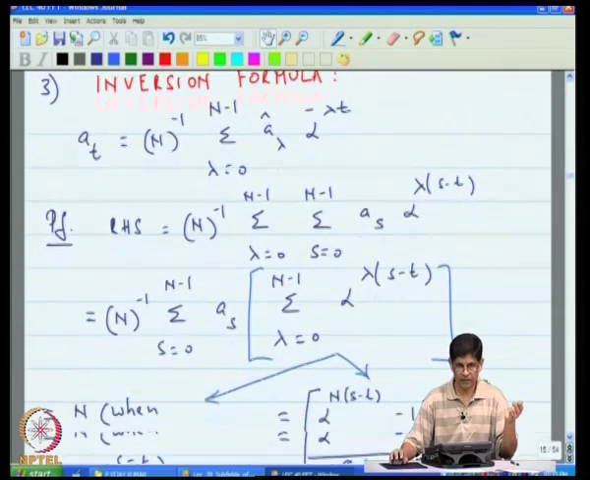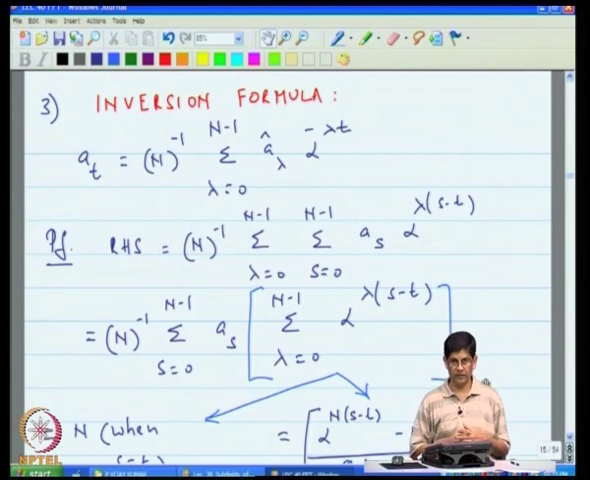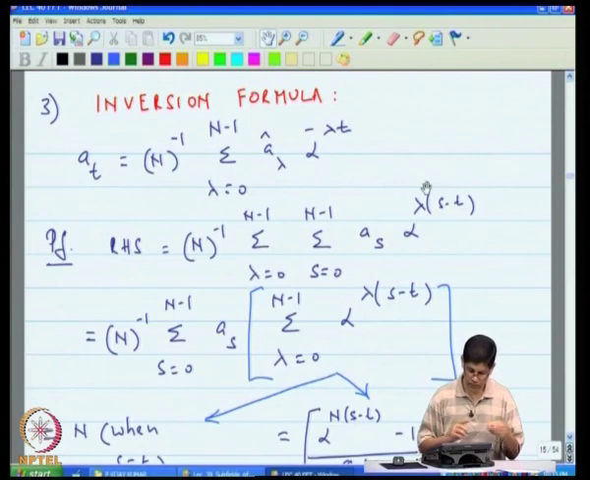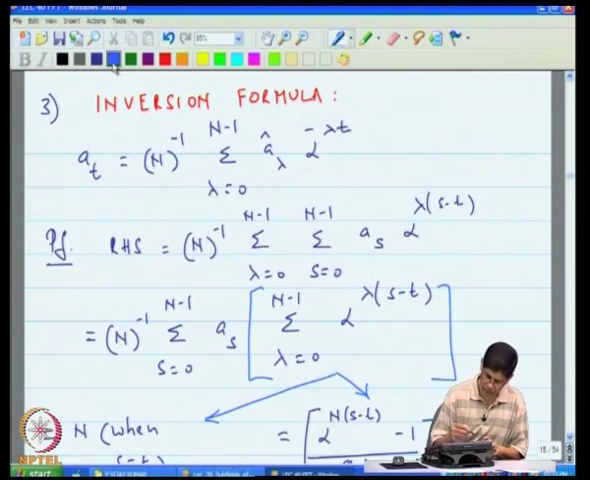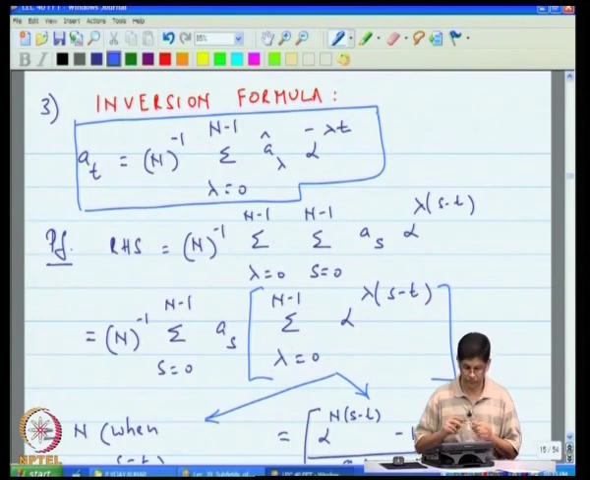Then there is an inversion formula, as you might expect. If you can go from the time domain to the frequency domain, you would expect that you should be able to come back, and that is what the inversion formula tells you, that you can invert the expression A t by computing this expression over here. So, this is very similar to the way you would compute it in the case of the discrete Fourier transform.